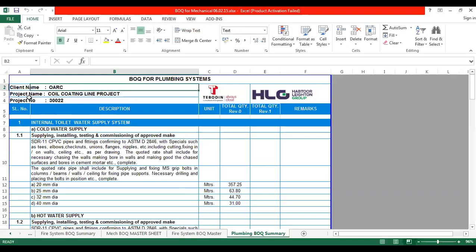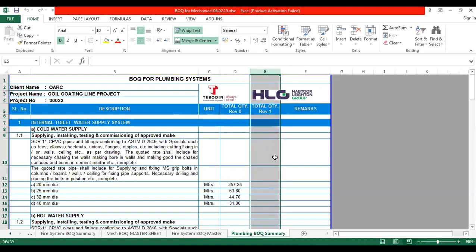Client name or project name, title block and project number. This is our company name. This is the client logo, like that. Serial number, description, unit, total quantity in region 0. In the region 0 like that, total quantity in region 1 like that.